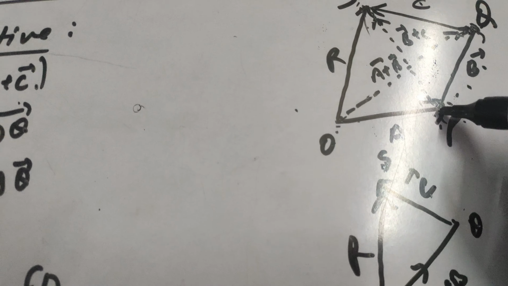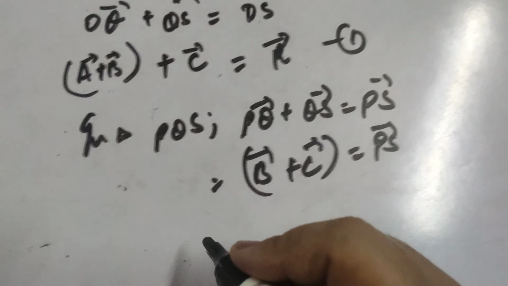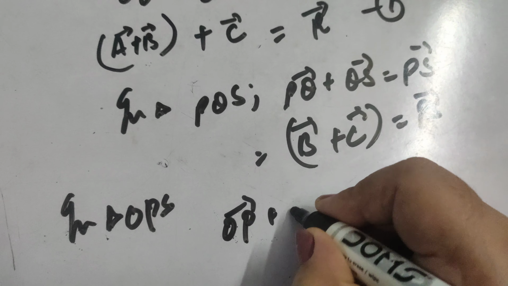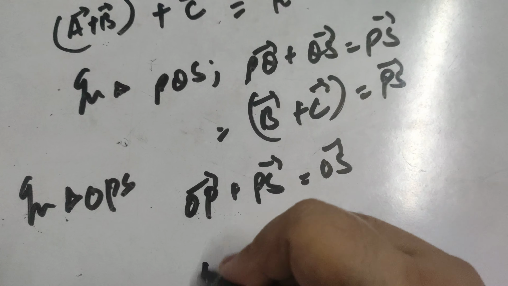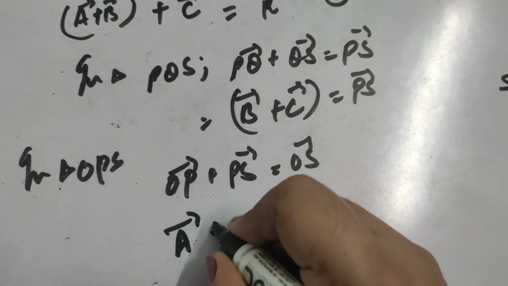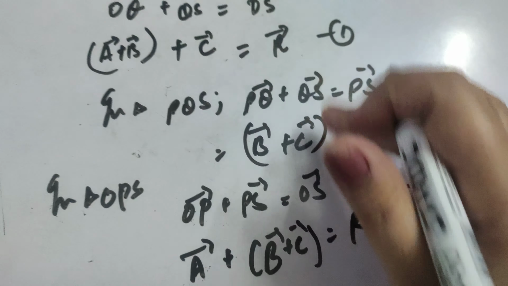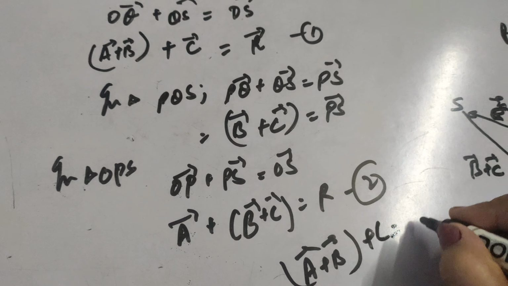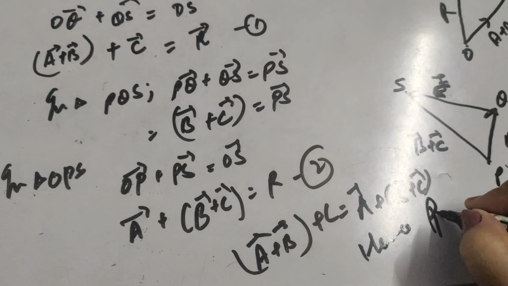Now see here, A plus B plus C is equal to R. So in triangle OPS, OP plus PS is equal to OS. Now OP is A, you can see here OP is A. So OP is A vector plus PS, which we have just calculated as B plus C, is equal to R. So from 1 and 2 you can prove here that (A plus B) plus C is equal to A vector plus (B plus C). Hence proved.